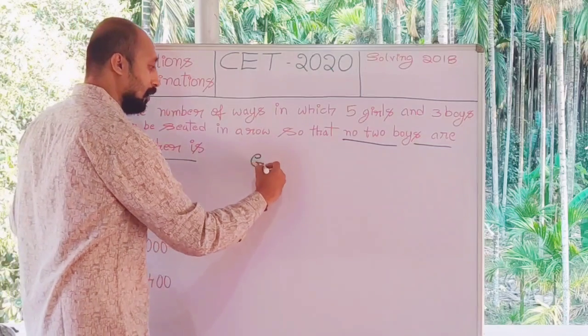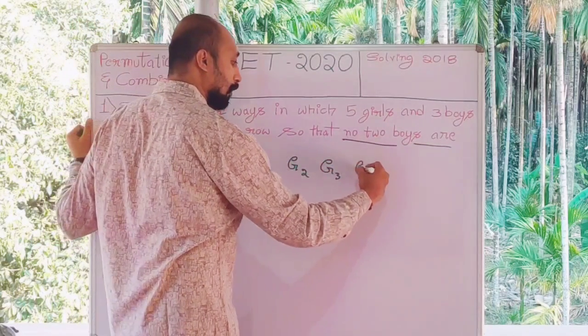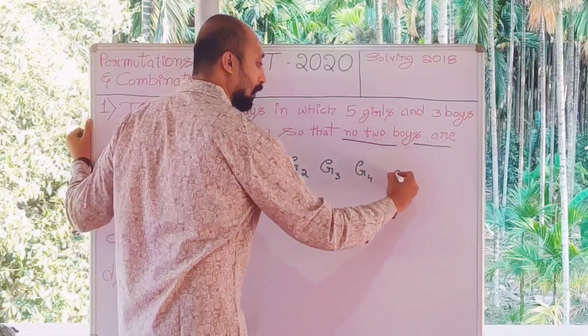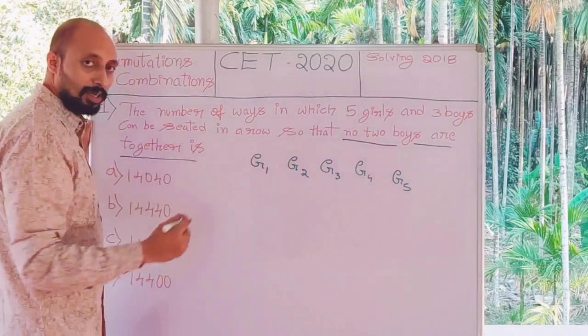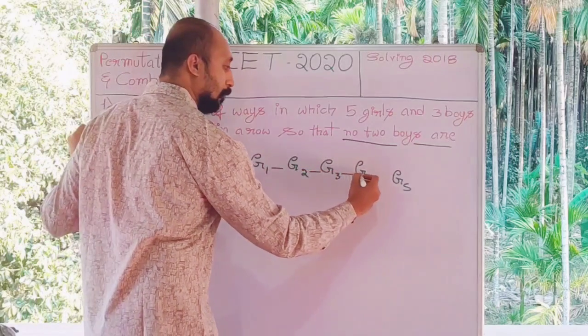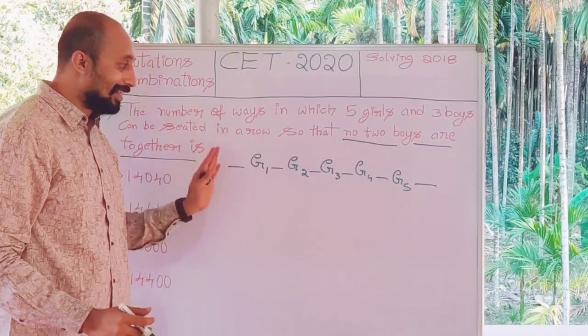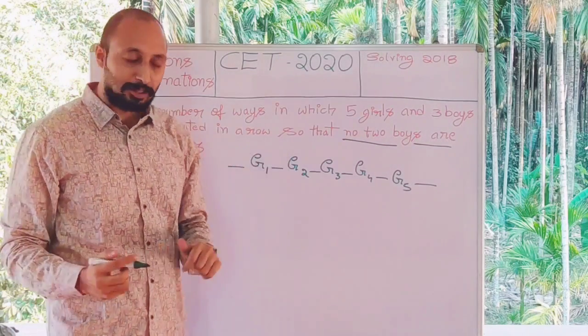So there is girl 1, girl 2, girl 3, girl 4 and girl 5. So there are 5 girls. How many boys are there? 1, 2, 3, 4, 5, 6. See, there are 3 boys and they can sit in any of these 6 places.